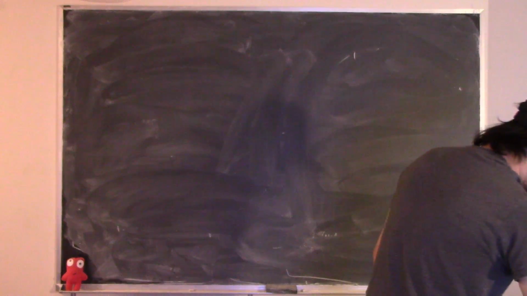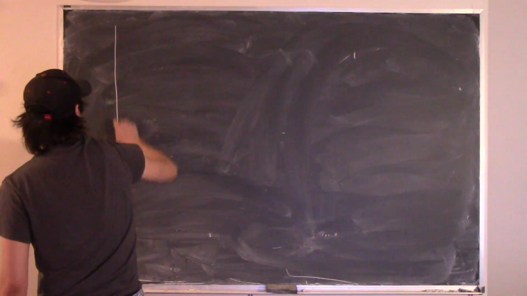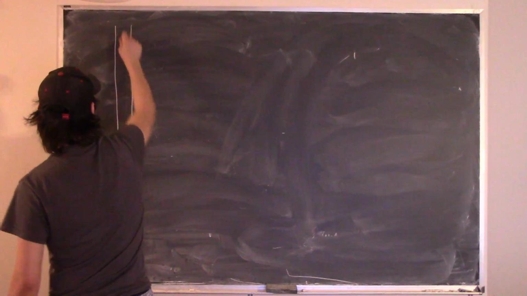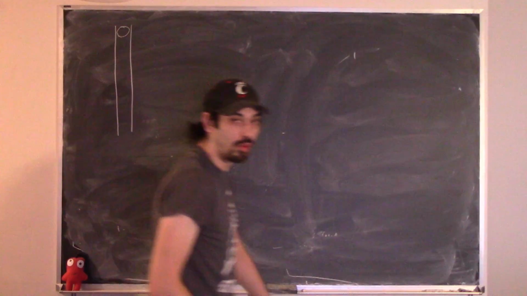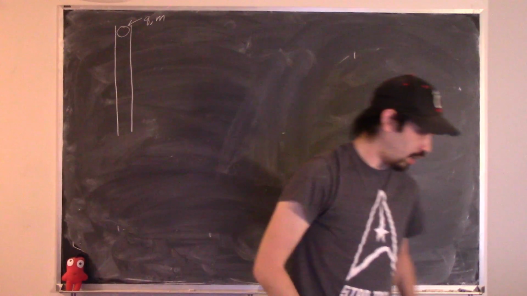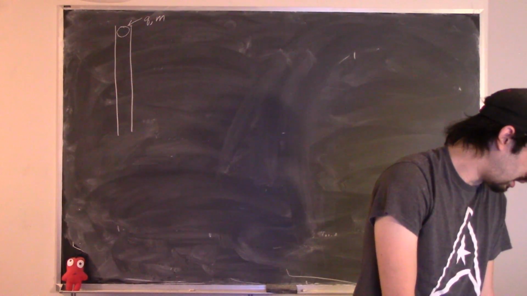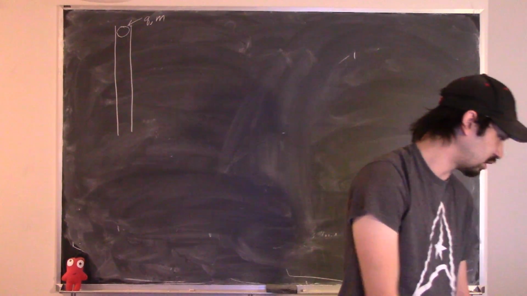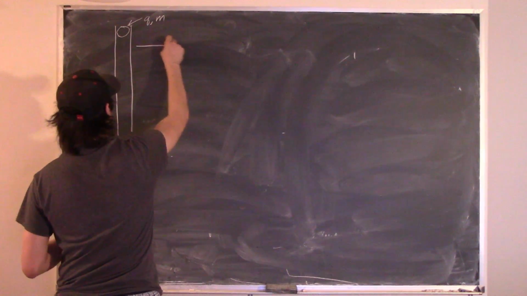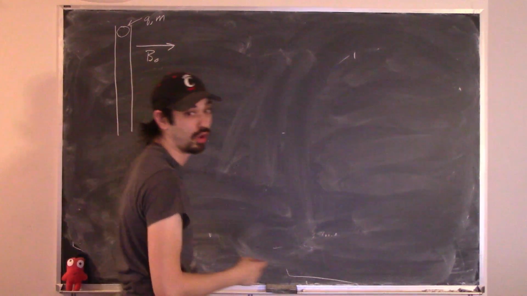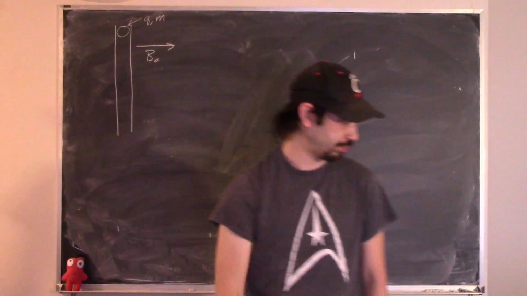Okay, so the first problem from the homework said you're meant to consider some pipe and some marble that you're dropping in this pipe, where the marble has some charge given to it, Q, and some mass of M. And what you want to find is the force that the marble acts on the pipe as a function of time, if there is some constant magnetic field, we'll say B0, that points to the right.